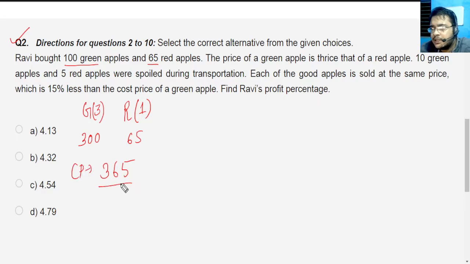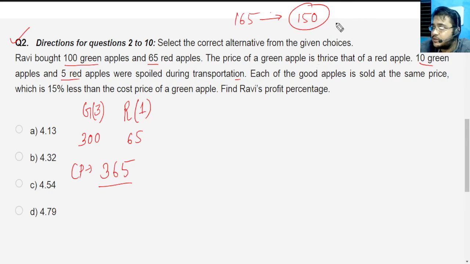Now the question says 10 green apples and 5 red apples were spoiled during transportation. So we will subtract 15 from the lot, and the lot is obviously 165. If I subtract 15 from that, what I get is 150. I hope I don't need to show you calculating that. Now it says each of the good apples is sold at the same price. So all of these 150 apples are sold at the same price.